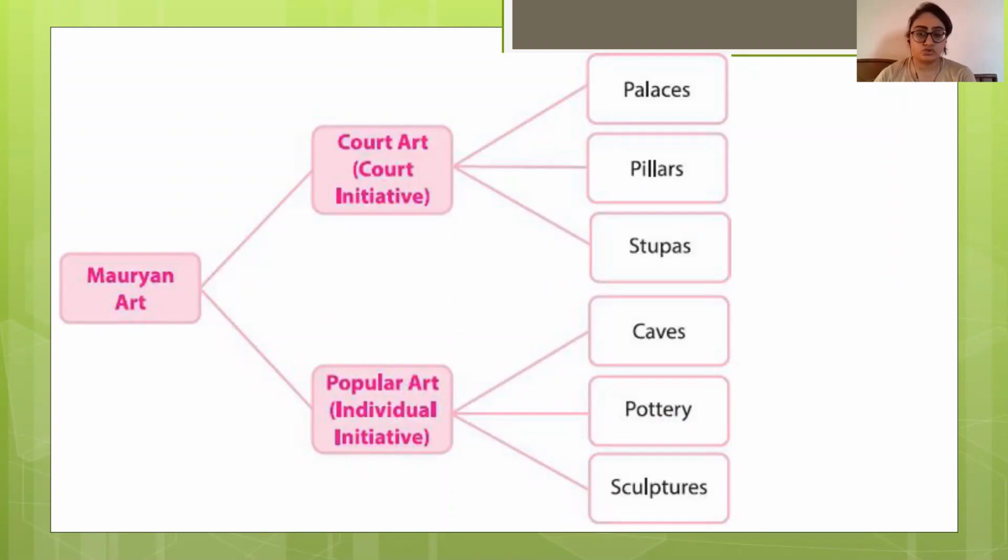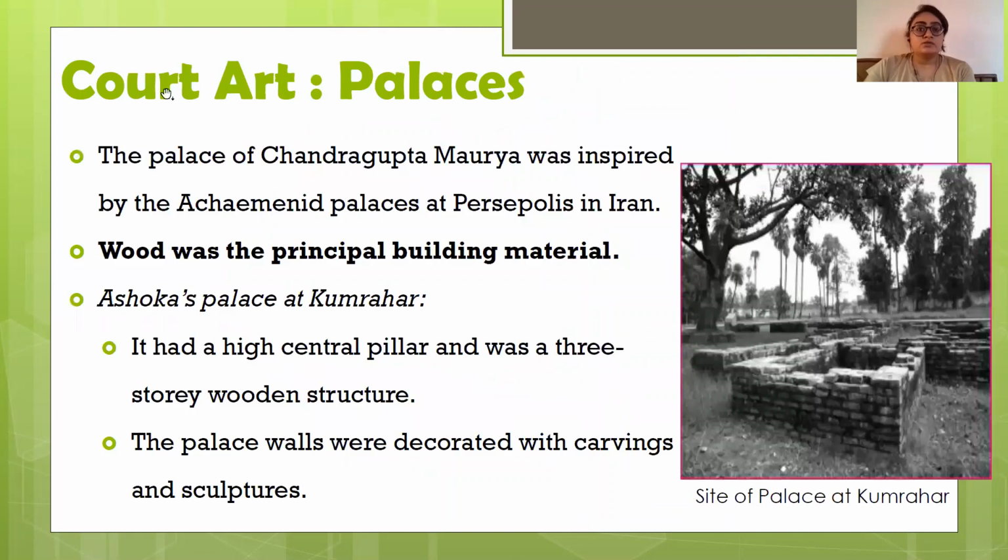Have you remembered this map? How Mauryan art has been divided? Court art, popular art. Under court art, we have palaces, pillars, stupas. Under popular art, we have caves, pottery, and sculptures. So starting with the court art, palaces. First, the palace of Chandragupta Maurya. The palace of Chandragupta Maurya was inspired by the Achaemenid palaces at Persepolis in Iran, that is Persia. At that time, it was known as Persia.